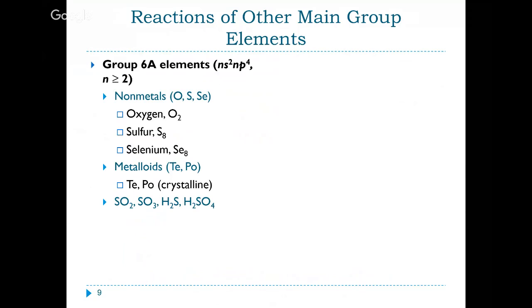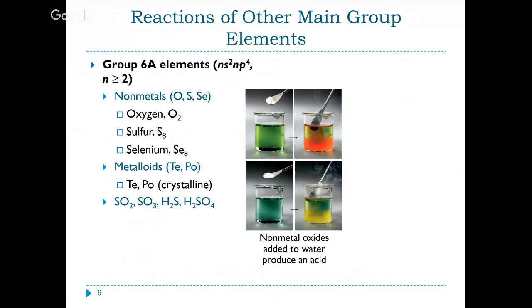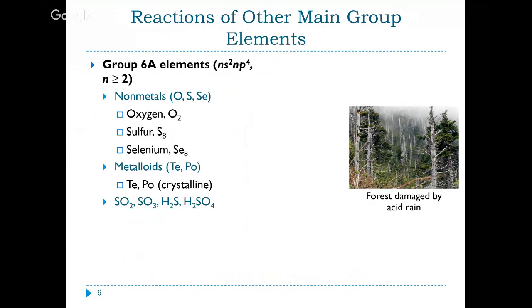For other main group elements, we can look at oxygen's group, group 6. We know that oxygen exists as diatomic. Sulfur and selenium are crystalline structures, soft molecular solids. Then we have some metalloids, and we see that sulfur can react with oxygen in different ways, forming hydrosulfuric acid and sulfuric acid, which can cause acid rain. So most of our elements, sulfur, selenium, will react to form acids with water.